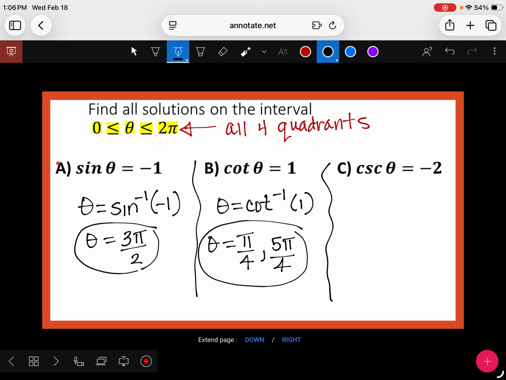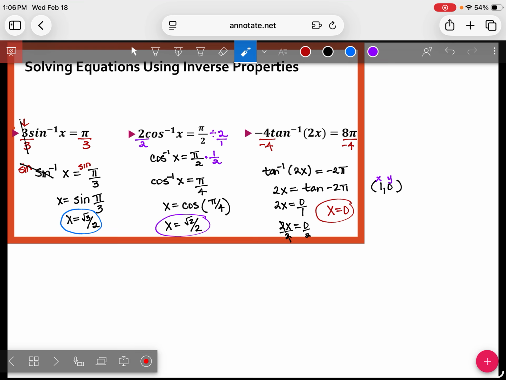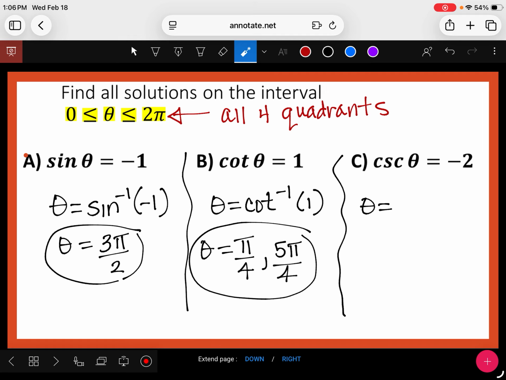All right, last one. We're taking the inverse cosecant. Theta, which is a Greek letter, is the same as X. See, on this last slide, we used X. It could be any letter. So now we switch to theta. Theta equals the inverse cosecant of -2. Who is the sister of cosecant? Sine. And this is -2 over 1.